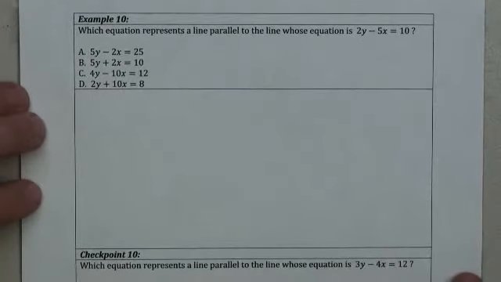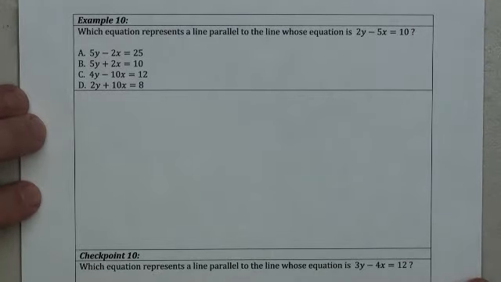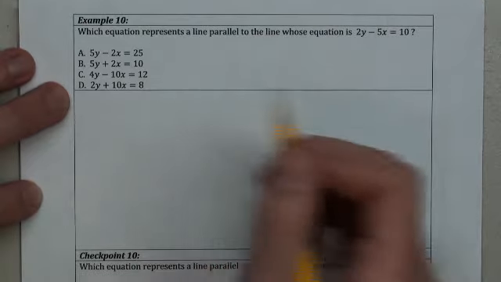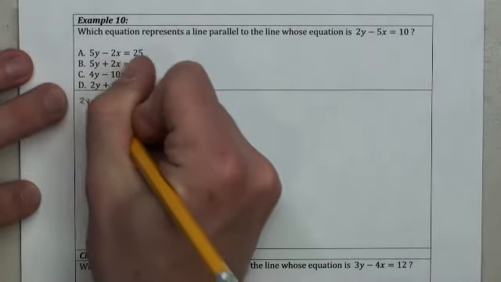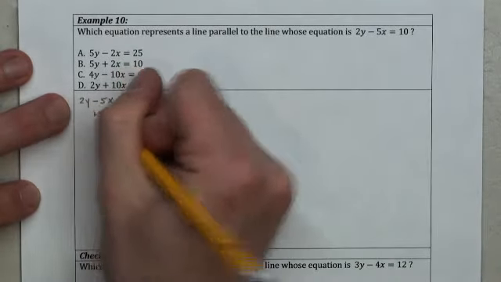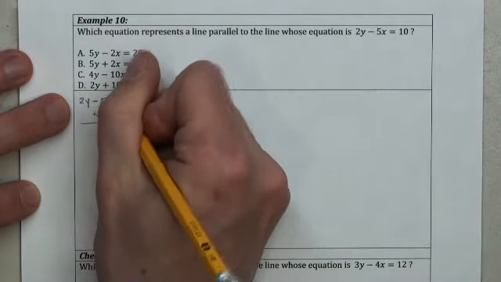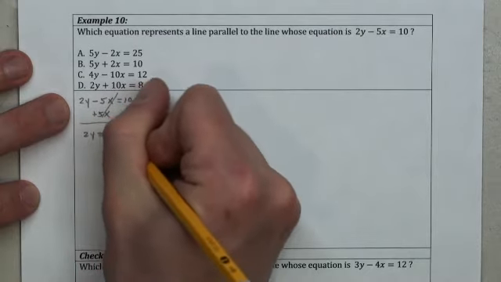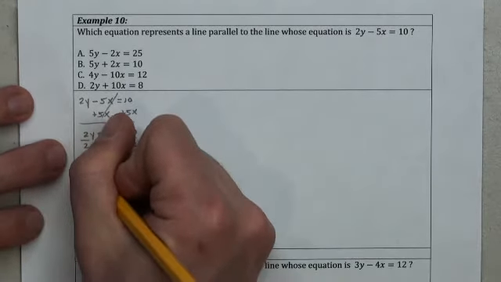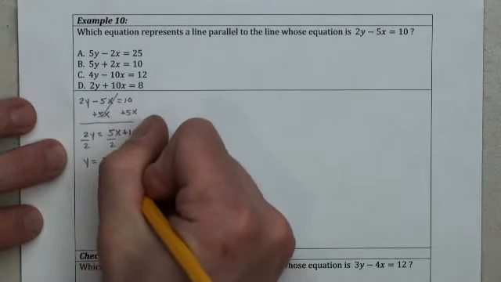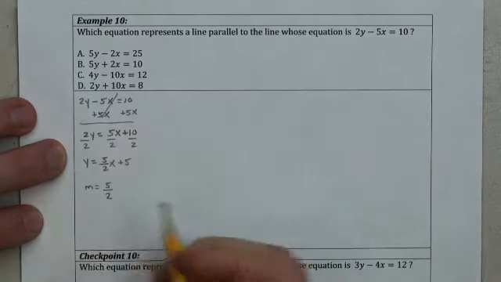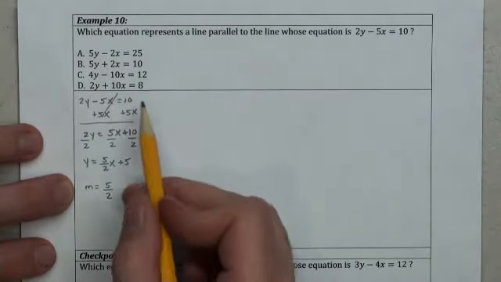Example 10. Which equation represents a line parallel to the line whose equation is 2y minus 5x equals 10? And you have these choices. So it's the same type of problem, right? Let's see. 2y minus 5x equals 10. First we add 5x to both sides. And we get 2y equals 5x plus 10. Then we divide everything by 2, and we get y equals 5 halves x plus 5. So our slope is 5 halves. And we're looking for a parallel line again, so we're looking for the same slope again.